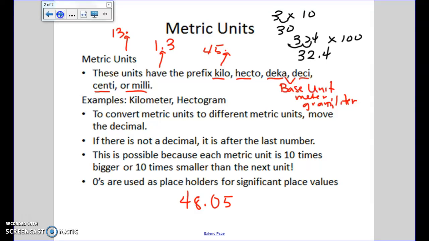Okay, 48.05 is different than 48.5. The 0 represents there are 0 tenths, and there are 5 hundredths. If we don't use a 0, it's saying that we have 5 tenths, which isn't the case. These are not equivalent, so we are going to write just significant zeros today on our paper. And the nice thing again about the metric units is that they all change by a factor of 10, so it's not really a lot of calculation to do, but just an understanding of how many places to move the decimal forward or backwards.